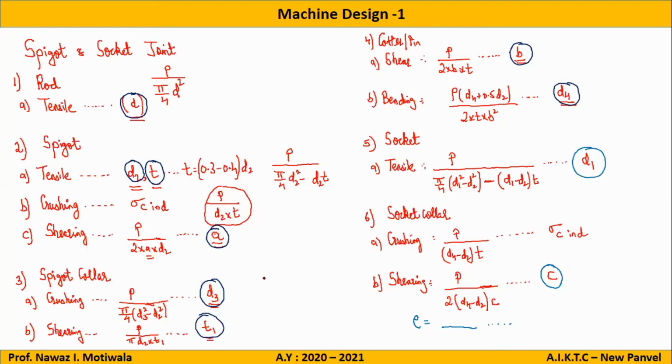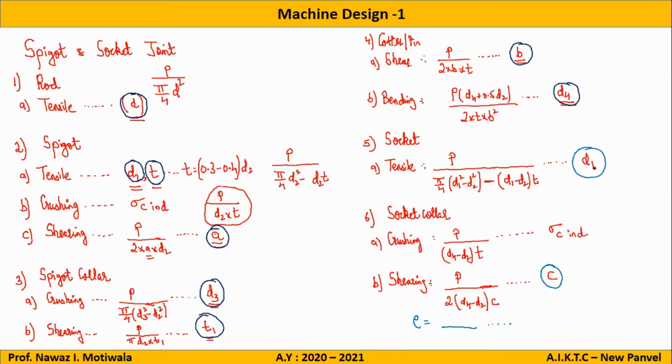In the previous slide we have seen the different types of failures acting on each component, and in this slide you will get the different formulas, which we have also discussed, and from each formula the different parameters you will get while designing the quarter joint. For example, when we consider the rod under tensile loading, we will get the diameter of rod. If I take another example, for the socket, if I consider tensile loading, I will get the value for D1.